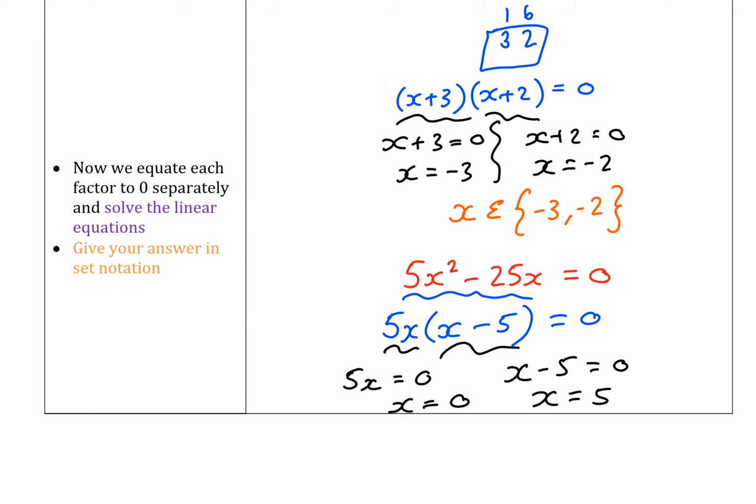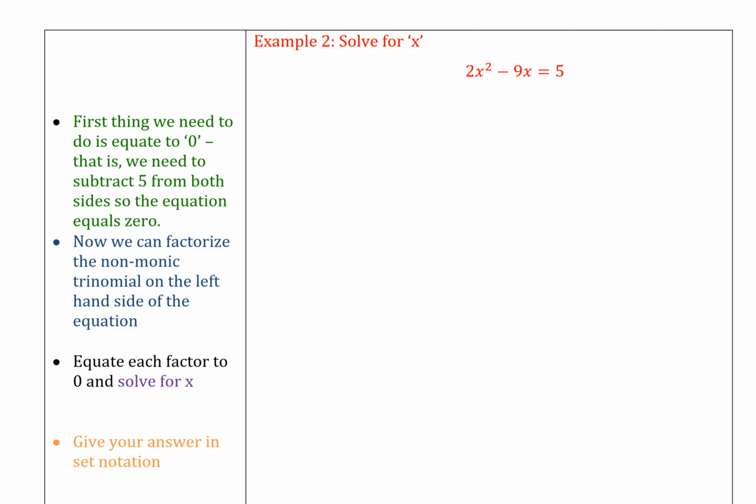So in giving my answer in set notation here, I would say x is an element of the set of numbers 0, 5. In this regard, we know that x is either one of them or both. Occasionally we'll be presented with equations that are not equal to 0. Fortunately, it's easy enough to make them so. So if we think of our first step as needing the equation to equal 0, then in this regard, all I'll need to do is minus 5 from both sides.